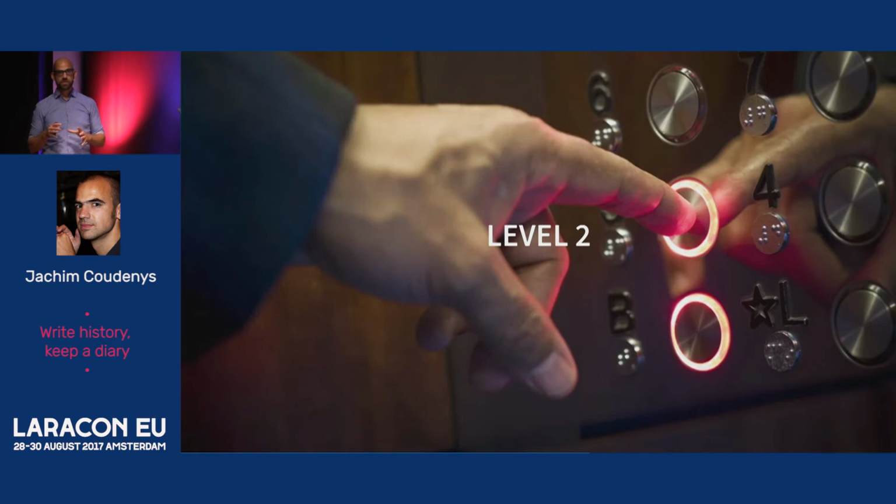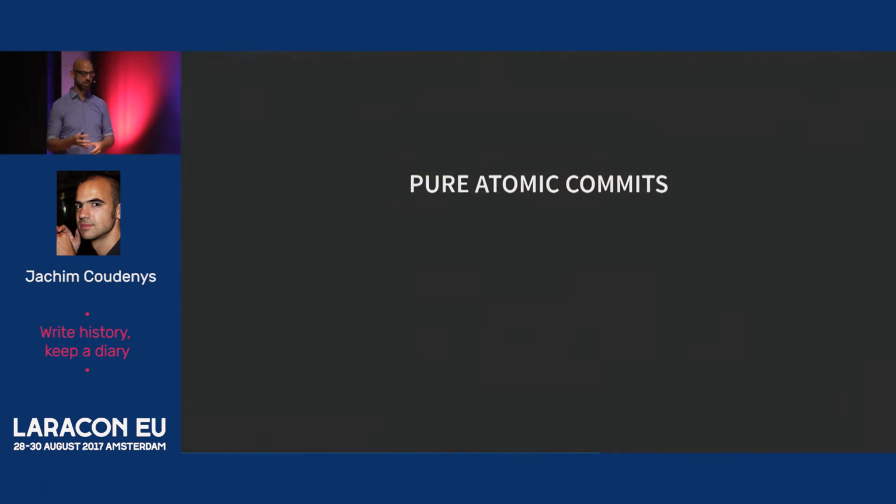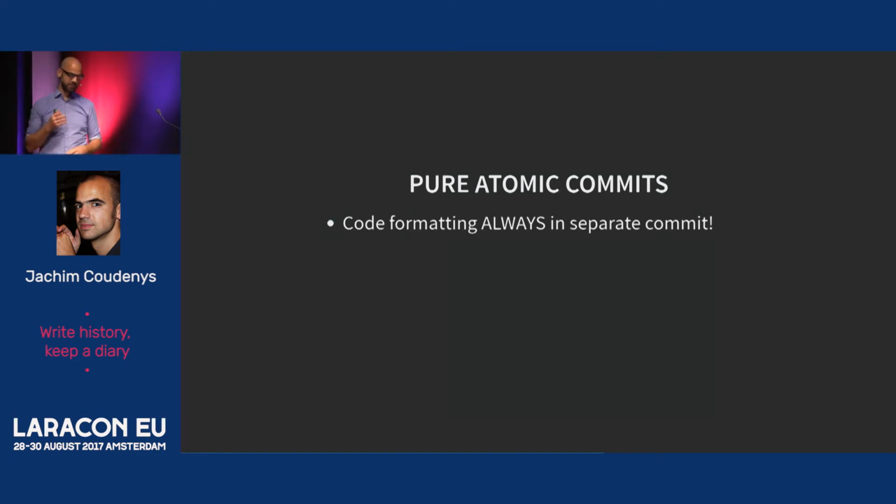All right, that was level 1. We go to level 2, again with how to create atomic commits. Now we are going to create a bit more pure atomic commits. So the big one here is always commit code formatting in a different commit.